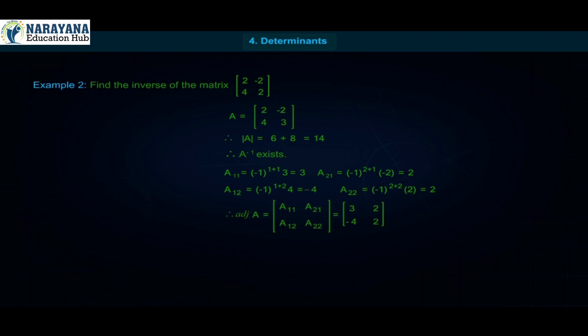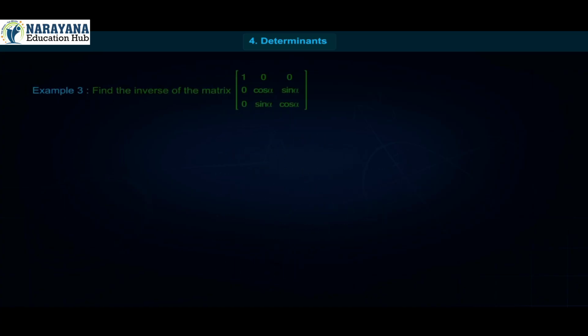Therefore, adjoint A is equal to matrix [A11, A21; A12, A22] is equal to matrix [3, 2; -4, 2]. A inverse is equal to 1 upon determinant of A into adjoint A is equal to 1 upon 14 into matrix [3, 2; -4, 2].